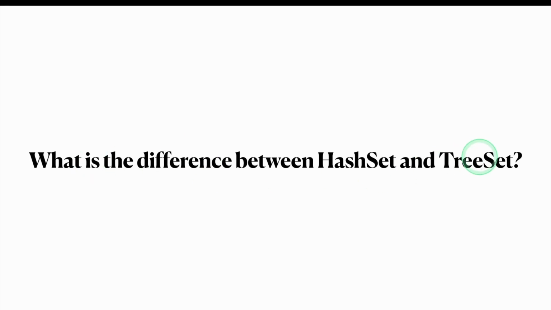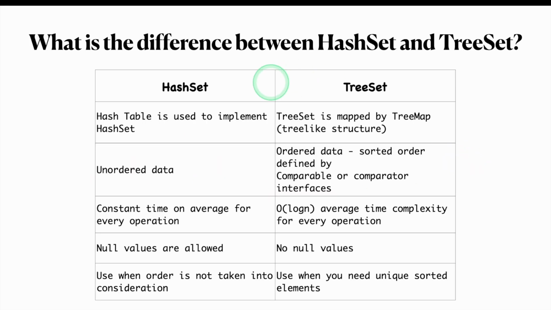What is the difference between hash set and tree set? So a hash table is used to implement hash set and tree set is backed by tree map. Hash set has unordered data, but tree set has a sorted order defined by the Comparable or Comparator interfaces. By default, it is ascending order as it implements the Comparable interface, and if you want a different sorting order, then you must pass a Comparator. Hash set takes constant time on average for every operation, and every operation of tree set on average takes log n.